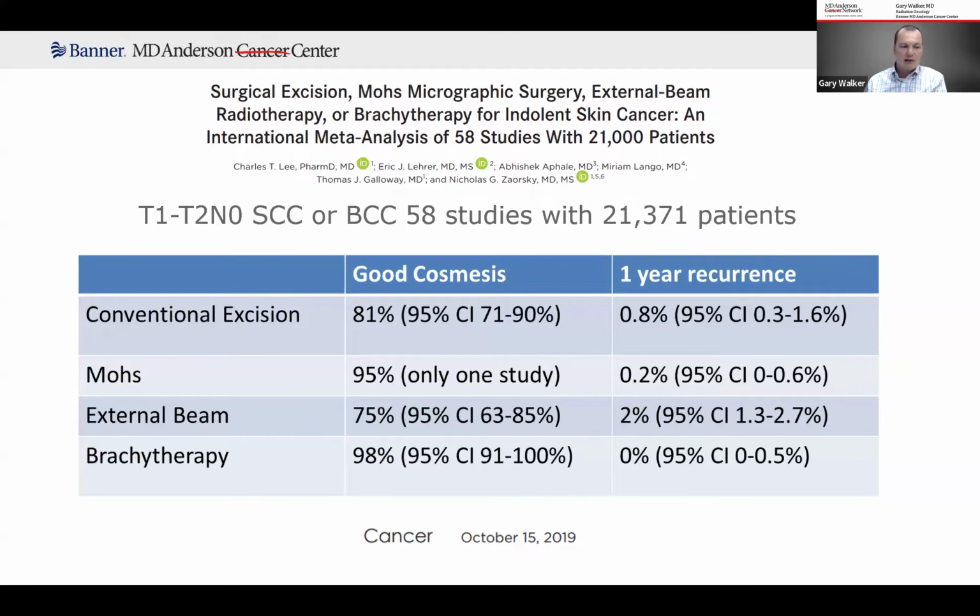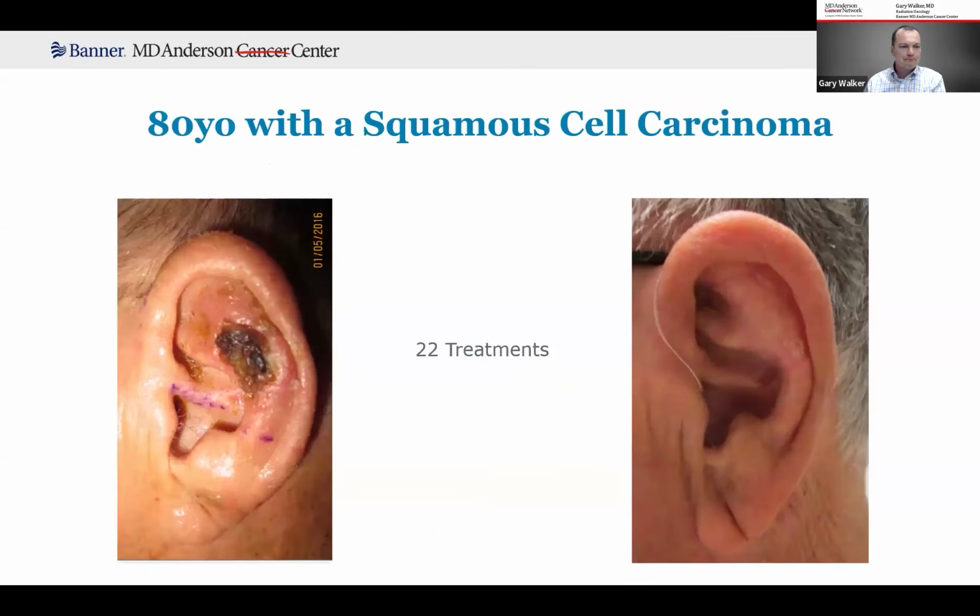When we do the external beam, the electron type treatment, that had not as good cosmetic outcome, and that's because you can get some changes in the skin color, things like that can lead to a little bit worse cosmetic outcome, but the recurrence rates are still very low. And brachytherapy has very good cosmetic outcome and very low recurrences. So all of these are different modalities, and I encourage patients to talk to the different doctors to talk about the different options before jumping into a treatment.